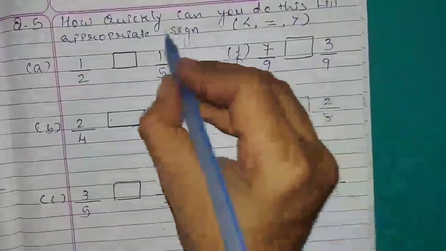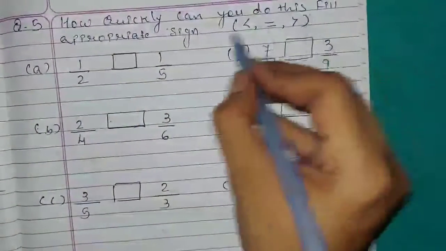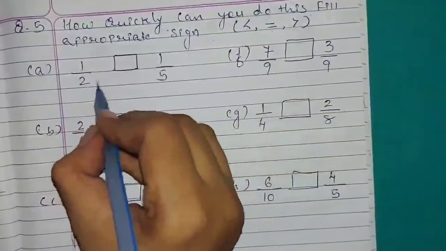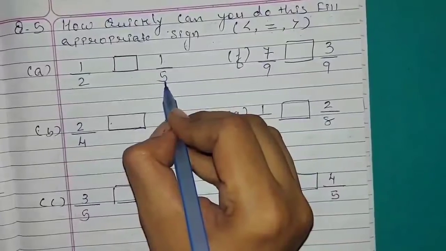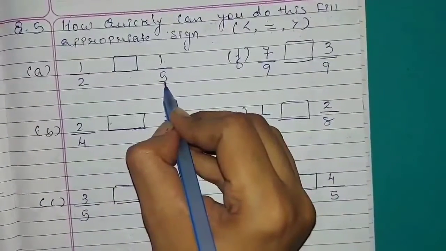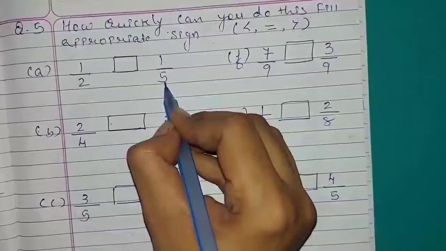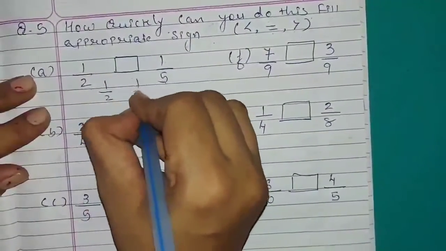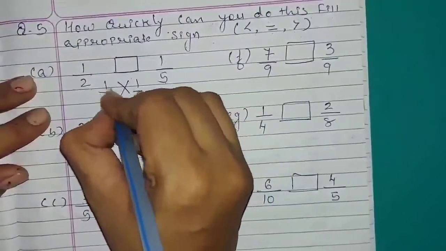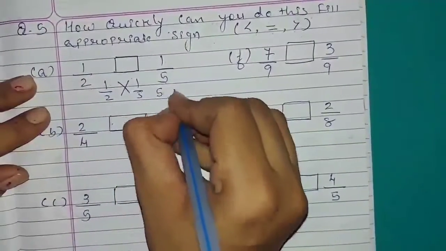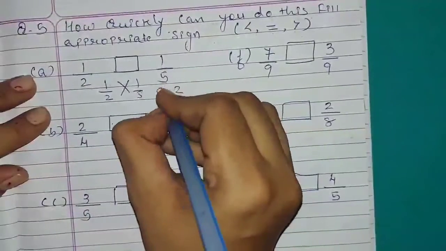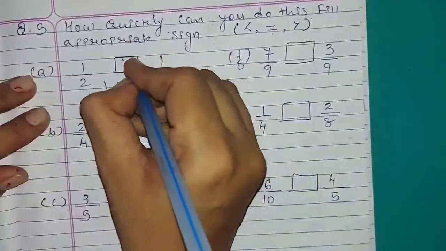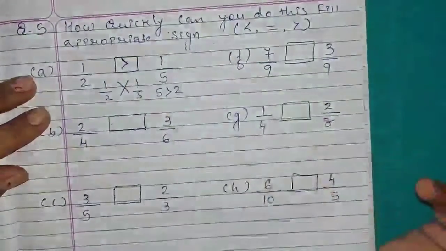Question number 5. How quickly can you do this? Fill the appropriate sign: less than, equals to, greater than. A. 1 upon 2 and 1 upon 5. Now students, here we will use the cross multiplication method. So if we do 1 upon 2, 1 upon 5, cross, 5 ones are 5, 2 ones are 2, so 5 is greater than 2, therefore 1 upon 2 is greater than 1 upon 5.